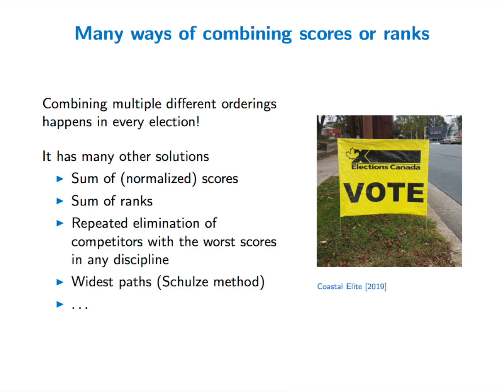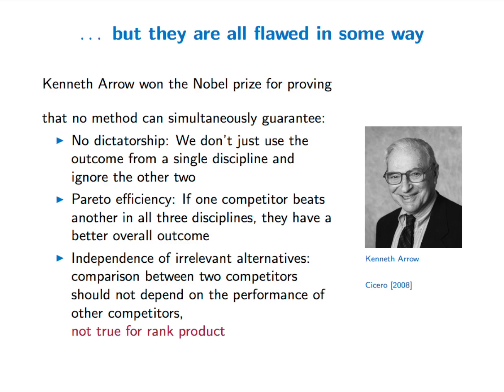The problem of combining scores or rankings happens frequently in many other contexts. For instance, in elections, we need to combine the preferences of many voters to determine a single winner. This problem is known as rank aggregation, and it has many other solutions. However, none of these solutions is perfect. Kenneth Arrow proved that there's no method for rank aggregation that can simultaneously guarantee three very natural-seeming properties.